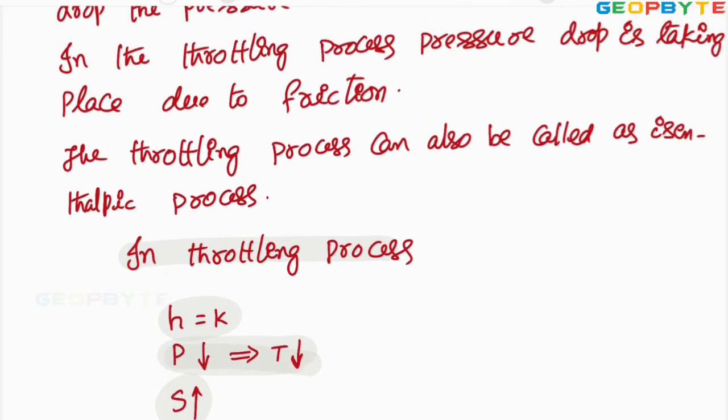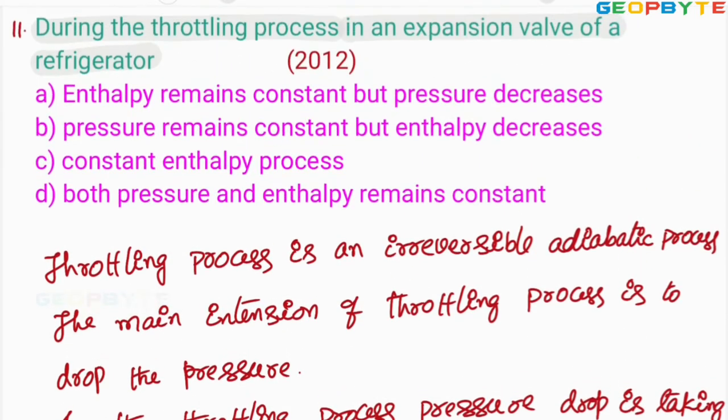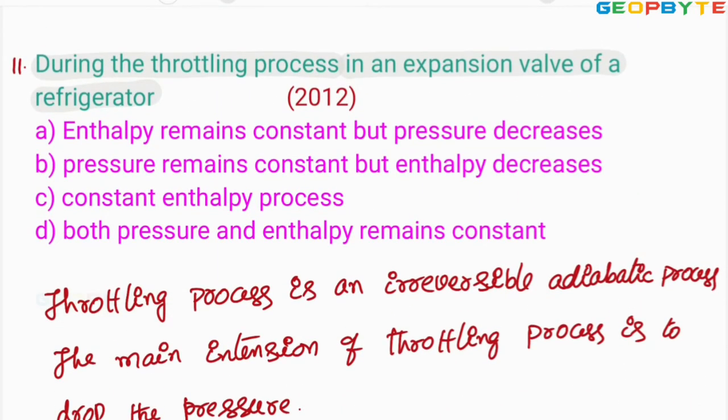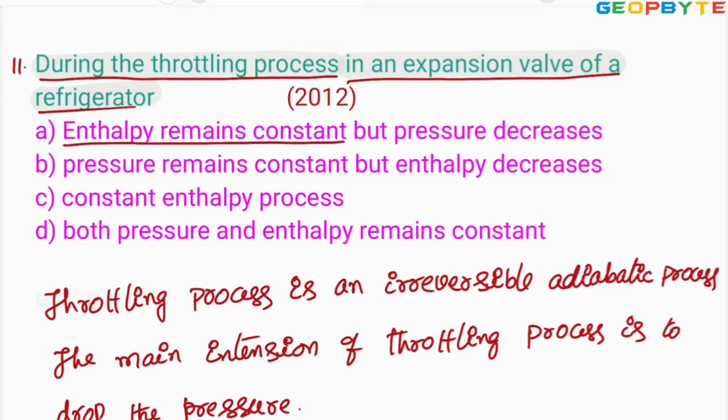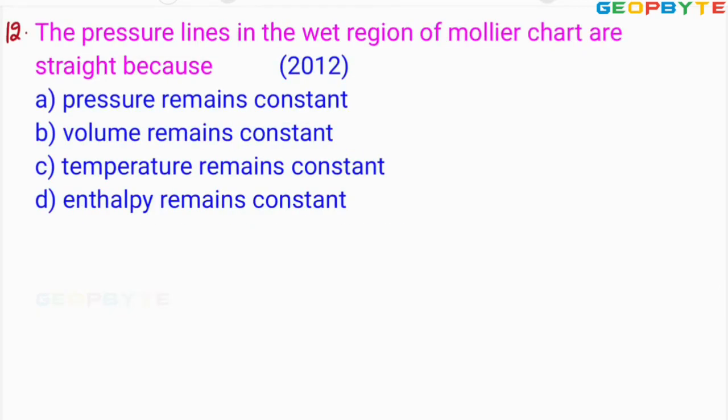Look at the options. Let me read the problem once again. During the throttling process in an expansion valve of a refrigerator, option A, enthalpy remains constant but pressure decreases. Absolutely correct. Option A itself is absolutely correct. I hope you got my point. Let us take the next problem. Look at the 12th problem.